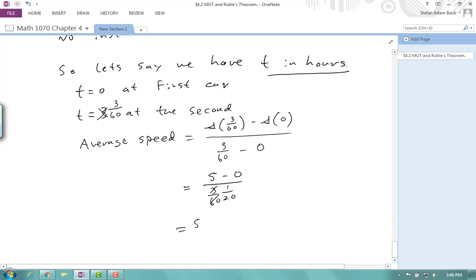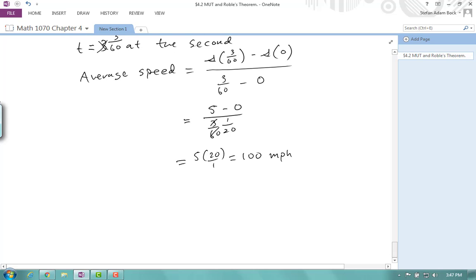which is equal to 5 times 20 over 1. And this, of course, is 100. And this is in miles per hour. So his average speed between the two cop cars is 100 miles per hour, which means sometime during that trip, this truck was traveling at least 100 miles per hour, possibly faster. But that is the only speed that we can guarantee for this trip. So he gets a ticket.